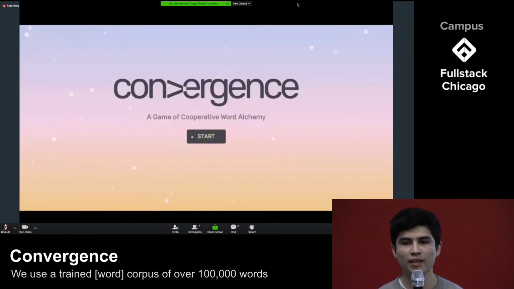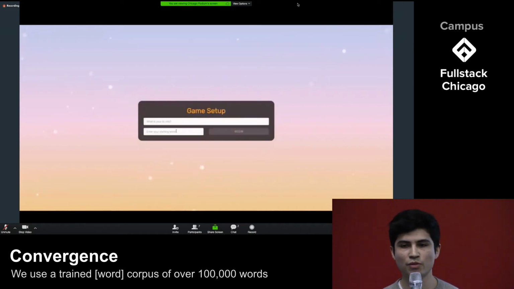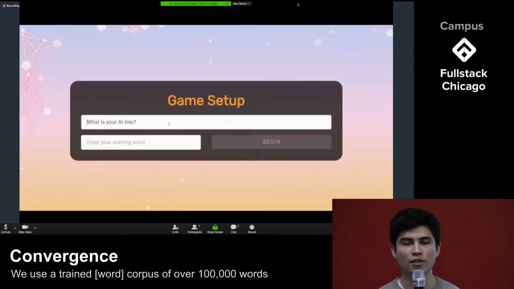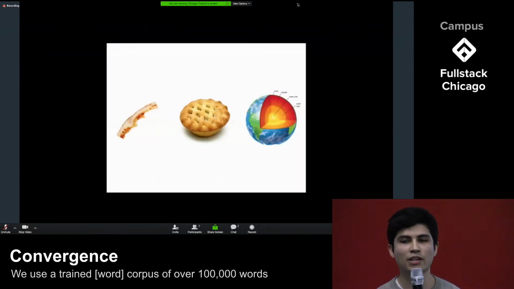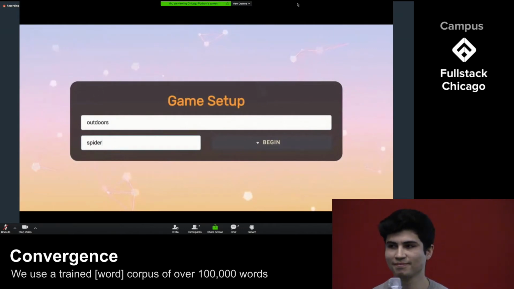So I'll begin by skipping our tutorial and get right to customizing my new AI friend with some interests. In real life, when it comes to personal interest, I might be really into pizza, but I don't think about it all the time. Instead, if someone mentions crust, I'm more likely to think about pizza crust, as opposed to pie crust or the Earth's crust. Our AI's personality feature behaves in a similar way. Once I'm ready, I begin the game by submitting my AI's interest, the outdoors, and my starting word, spider. Shannon will play the game for me.